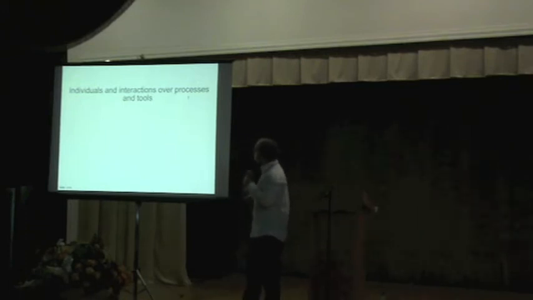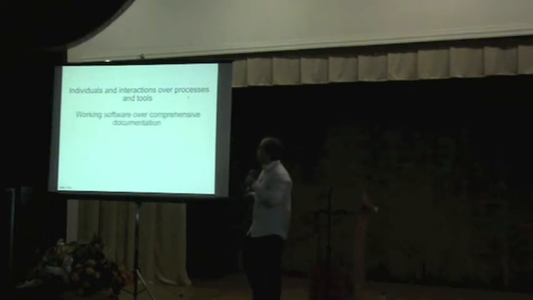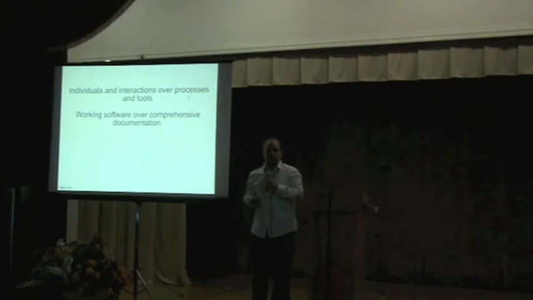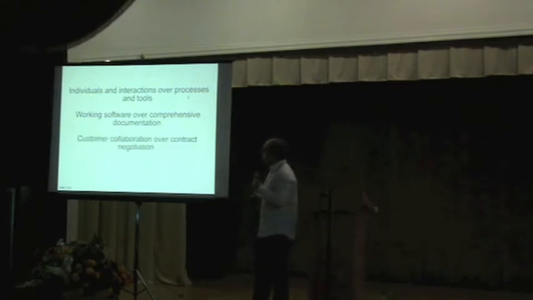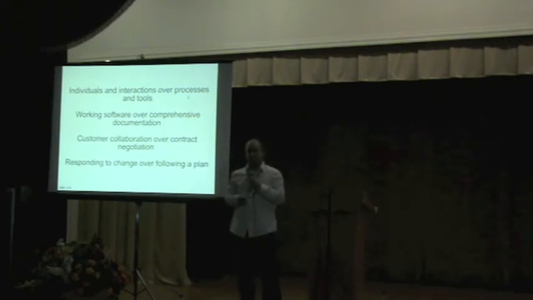Individuals and interactions over processes and tools. So the individuals and the communication between these individuals is the most important part of the process. Working software over comprehensive documentation. So we are software engineers. We are building software. The documentation is less important. Customer collaboration over contract negotiation. And responding to change over following a plan.